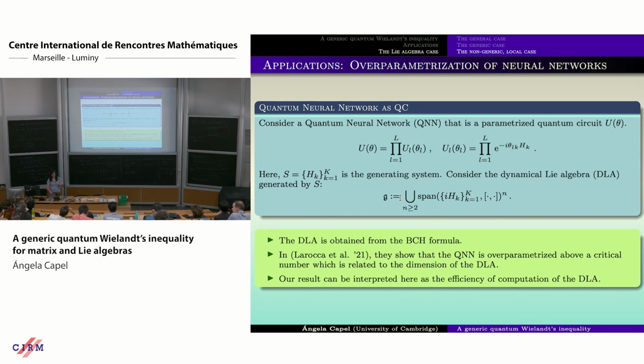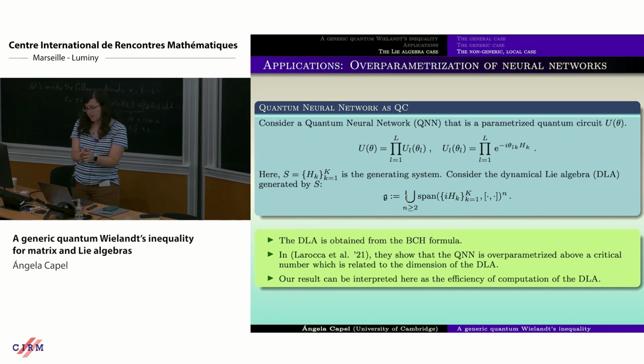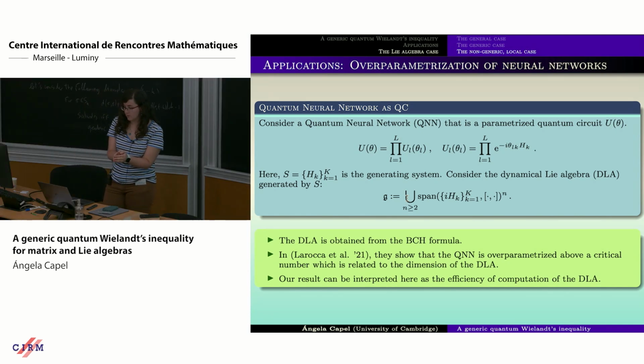And then, of course, this is generated as the union of any possible length of these right-nested commutators of these elements of I, HK. And what they usually do in these kinds of papers when they are trying to compute the dynamical Lie algebra associated to a quantum neural network is to keep simulating these right-nested commutators for a while until at some point they stop. But what we can say now is when you can stop, essentially.